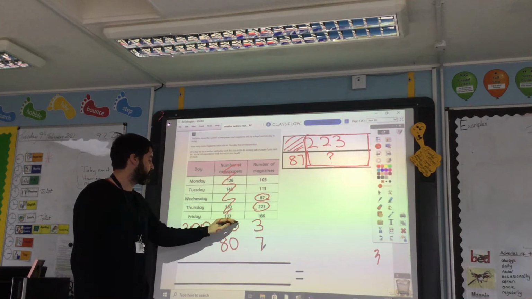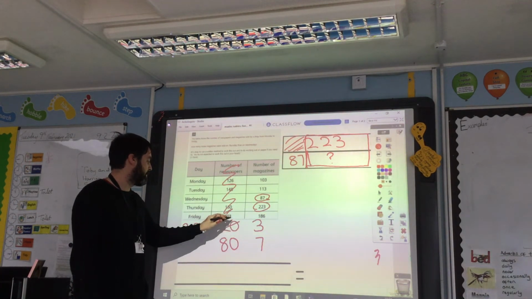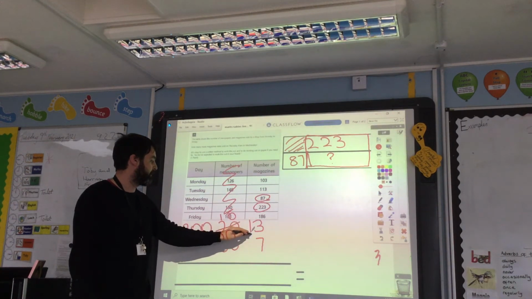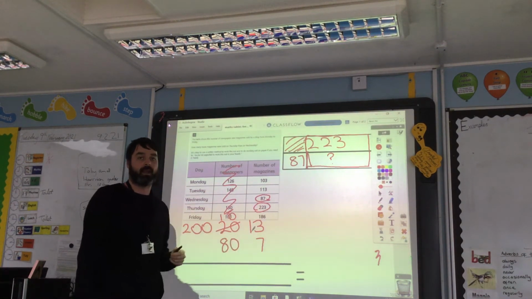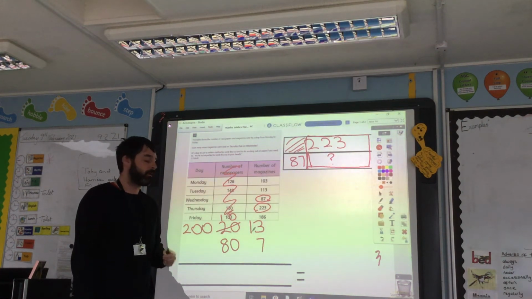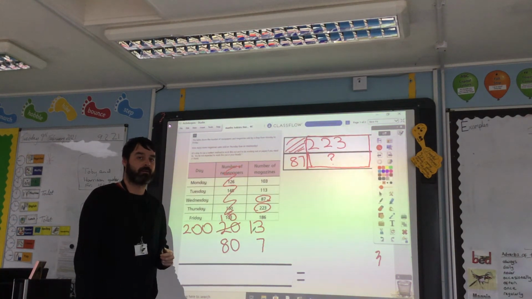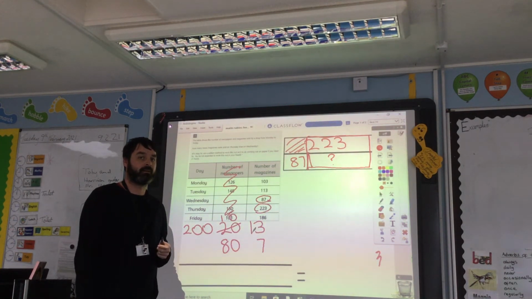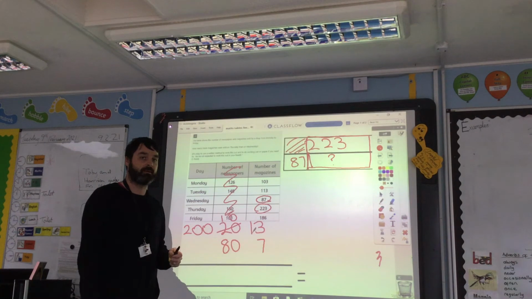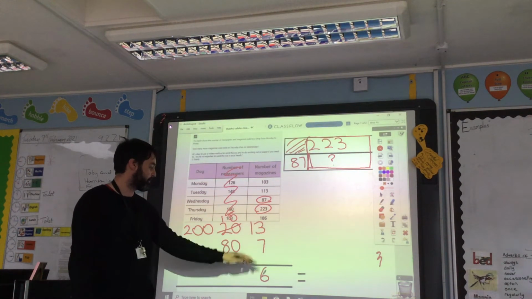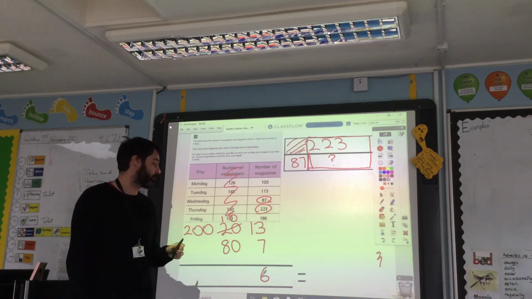So let's make 20 become 10, and put that 10 there, okay? I'm now going to take care of the ones, because I can do 13, take away 7. Now 7 plus 7 is 14, so 7 plus 6 will be 13. So I know that 13 take away 7 will leave me with 6. 6 plus 7, 13. Okay, I know I've got that correct.